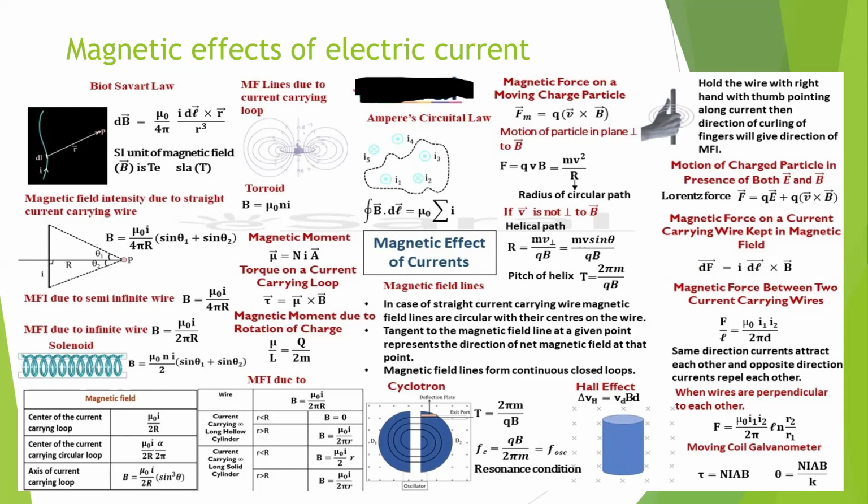Here you can see Ampere's circuital law: integral of B dot dl equal to mu 0 times integral of I. And the cyclotron also has some definite equations, so if one question is asked on the cyclotron, you can use those equations. I'm not going to explain all of them here, but we will directly go to how to solve a question, that is, numerical problems.